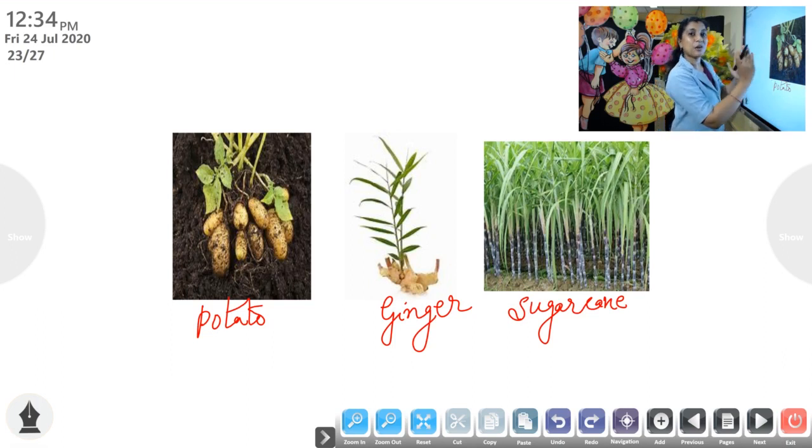Okay. Actually, potato and ginger are not the roots of the plant. They are the stem of the plant. The stem of the potato plant, known as underground stem, stores the excess food. And the underground stem of the ginger plant stores excess food. And this is the stem, sugar cane. Is it clear for you?